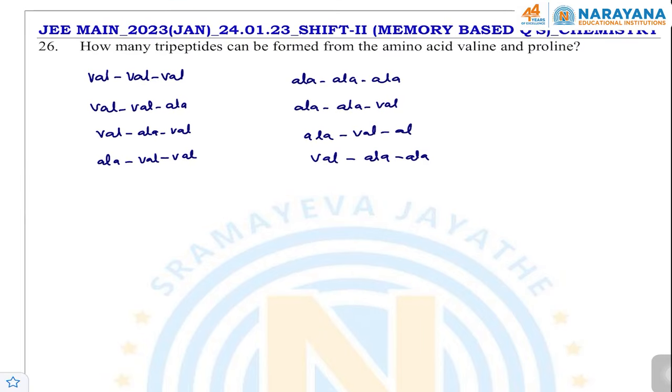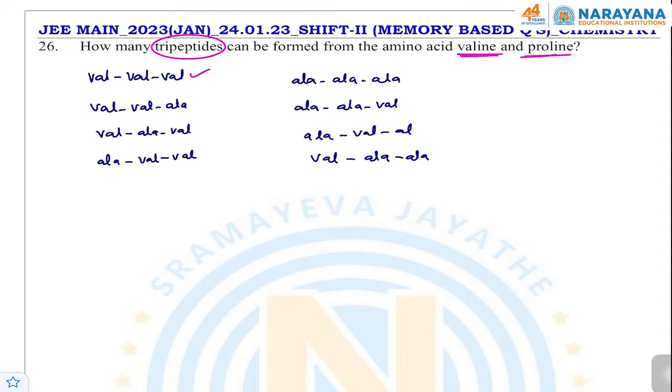So the next question is, how many tripeptides can be formed from the amino acids valine and proline? This is a very easy question. You can directly write this. There are two amino acids. They are asking tripeptides. So 2 power 3, 8 you will get.